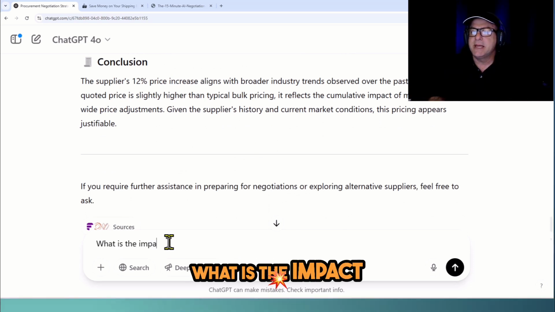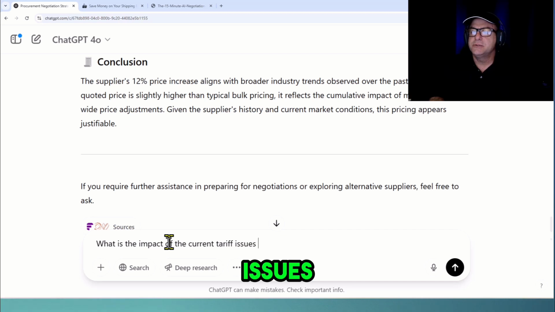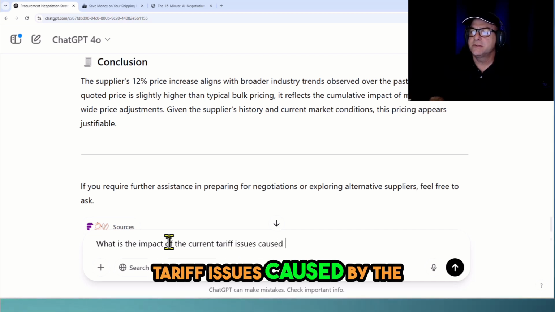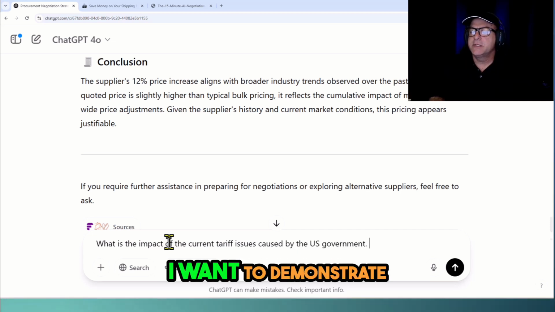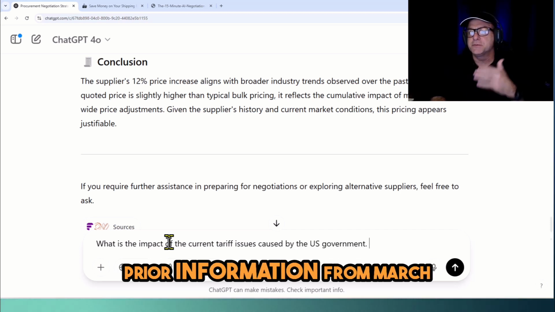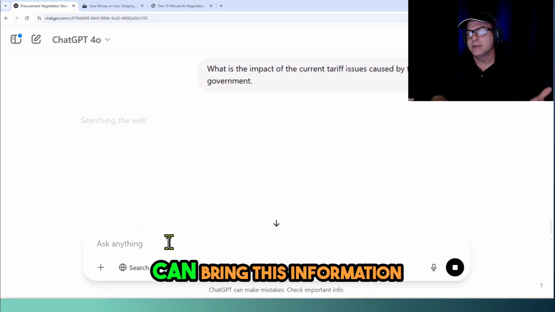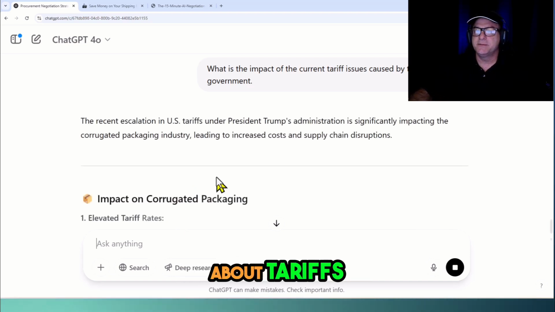What is the impact of the current tariff issues we experienced? Tariff issues caused by the U.S. government. I want to demonstrate to you that this prior information was from March 2024, over a year ago. Now let's see if we can bring this information even closer to today, since we now have to worry about tariffs.